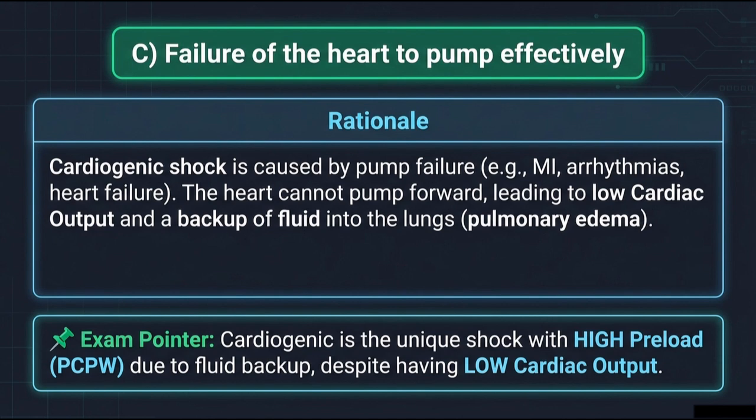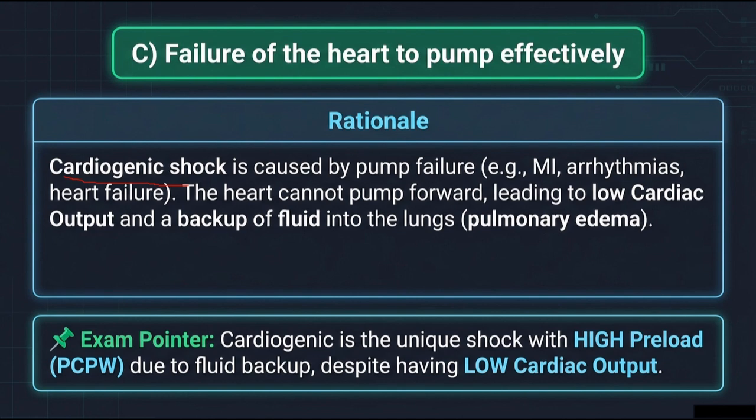Rationale: cardiogenic shock, right? Cardiogenic shock is caused by pump failure, usually in cases of myocardial infarction, arrhythmias, heart failure. The heart cannot pump forward, leading to low cardiac output and a backup of fluid into the lungs, pulmonary congestion or pulmonary edema. So in this case pulmonary congestion is present, which indicates cardiogenic shock.